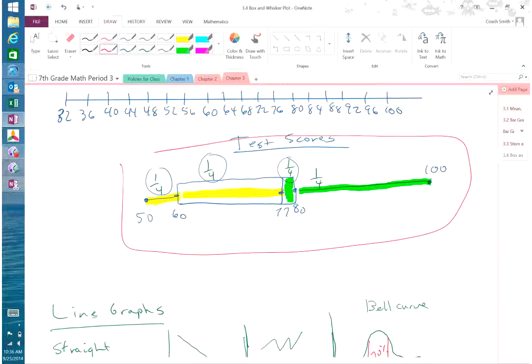Basically, what they said is 10% need to make A's, 10% need to make B's, 10% need to make 60 to 70, and 10% need to fail. Well, that's 40% of the class. So 60% of the class need to make 80 to 70 is what they say. Okay? Obviously, that's not a good way to figure out grades.